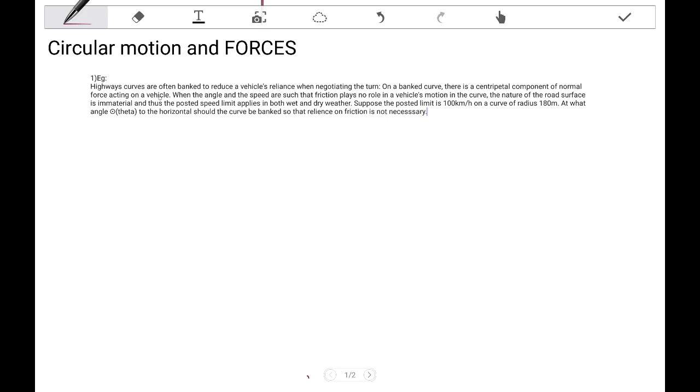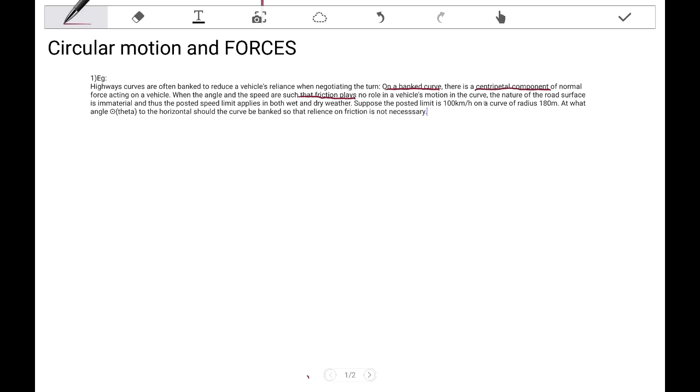A highway curve is often banked to reduce a vehicle's reliance on friction when negotiating the turn. On a banked curve, so you have to know that we are dealing with a banked curve, there's a centripetal component of the normal force acting on a vehicle when the angle and the speed are such that friction plays no role in the vehicle's motion in the curve. So that means there's no friction.